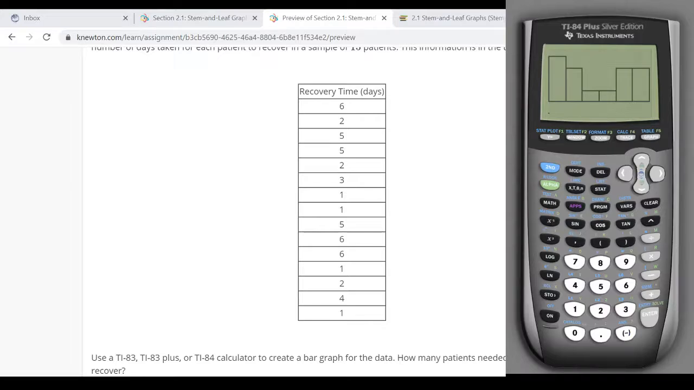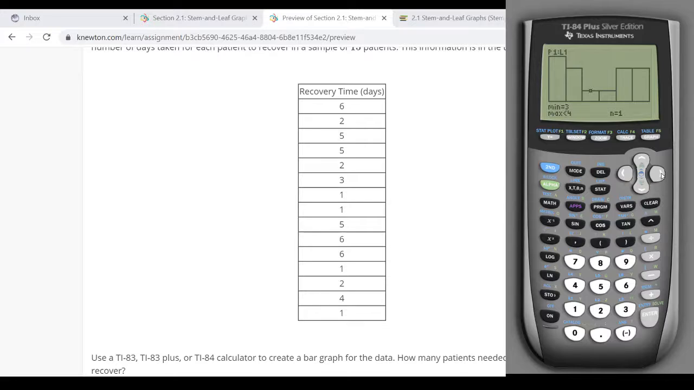Okay, so I've done it on the calculator. It popped up on there real quick. Here's the bar graph I got, entering this list of data in one column, one list, and making a bar graph. Now when I hit trace on this, four of these patients had a recovery time of 1 day. 3 of them had a recovery time of 2 days. 1 had a recovery time of 3 days.